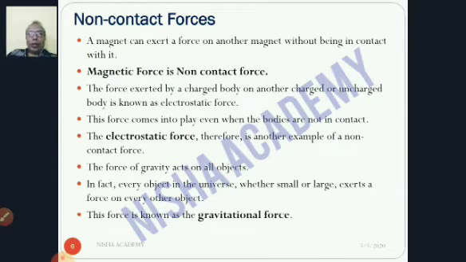Then the non-contact forces. The non-contact forces are the forces which are applied without being in contact with the object. That is the magnetic force, electrostatic force, and the gravitational force. So these are the three forces which are denoted as non-contact forces.